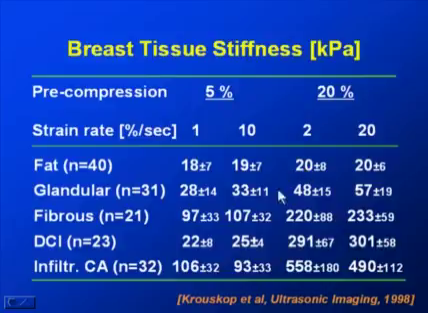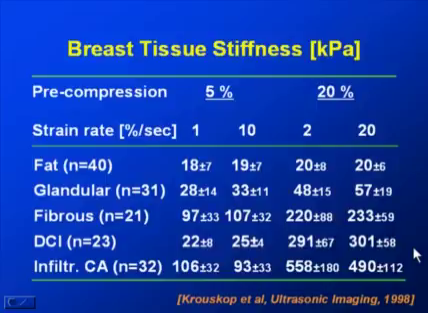Well, what they did was they did quantitative measurements, and what you see here is the different types of breast tissue, benign lesions, of course, normal tissues, fat, glandular, and fibrous tissue, contrasted to ductal carcinoma in situ, DCIS, and the various infiltrating carcinomas. And you see here that depending on what strain rates and pre-compression rates you're looking at, there are certainly regions where these numbers in the cancers stand out quite dramatically from the normal tissues.